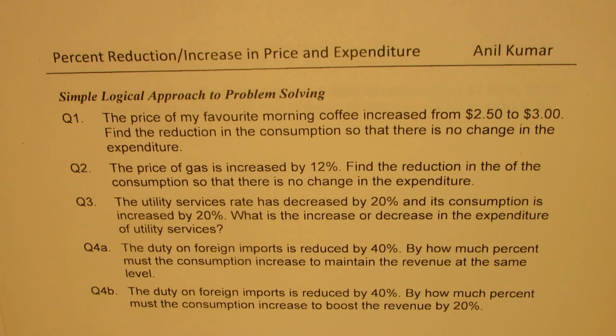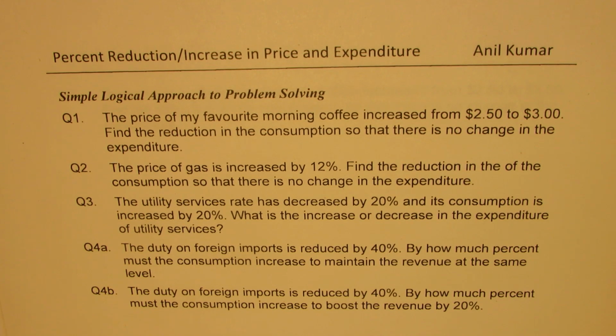Well, question number 3 here is on the utility services. It says the utility service rates has decreased by 20% and its consumption is increased by 20%. What is the increase or decrease in expenditure of utility services? Well, this is the election time. Always we hear that utility services rates have come down, but our bills are increasing. We have more to pay, mainly because we are spending much more than required. So this highlights on that aspect of our life.